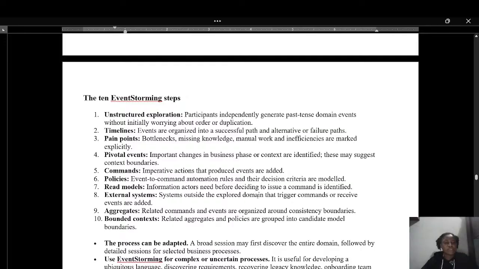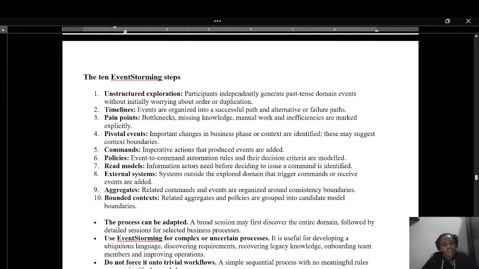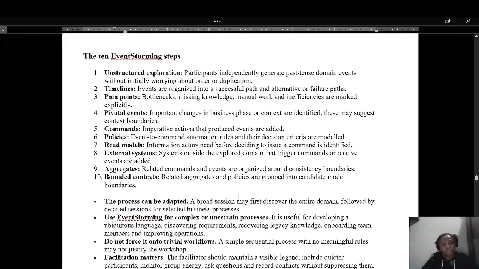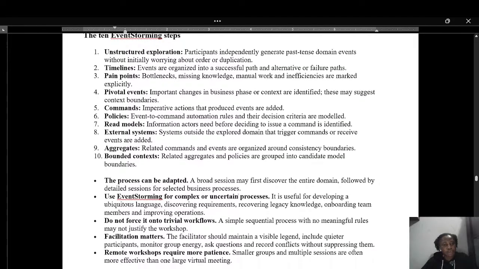You can ask the business owners, those who are the owners of that business, what their pain points are. Then you can transform the pain points to a solution that an application can solve. Then pivotal events. So important changes in business phase or context are identified here. We have commands, where imperative actions that produce events are added. We have policies, which are event-to-command automation rules, and their decision criteria are modeled here.